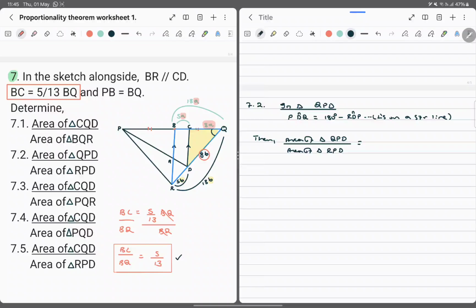Now we're going to use the area rule again.